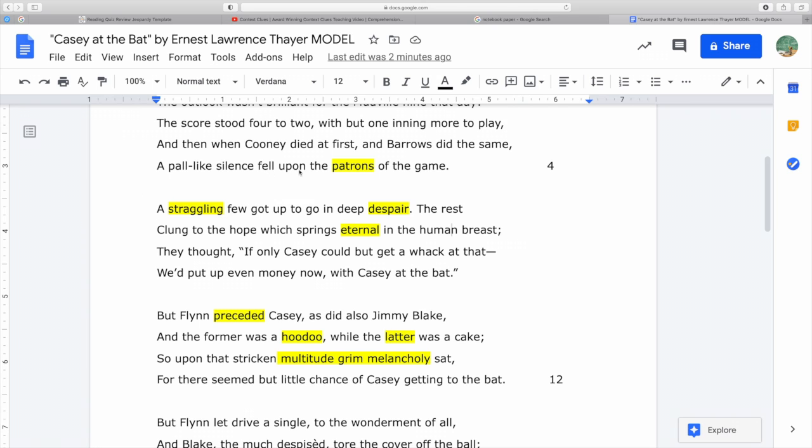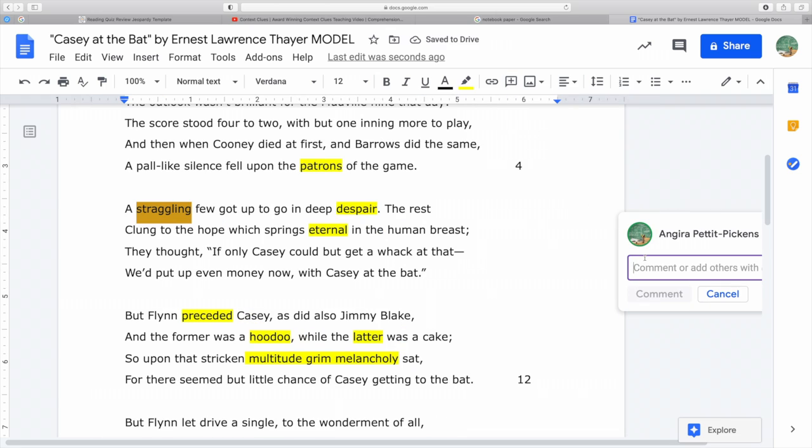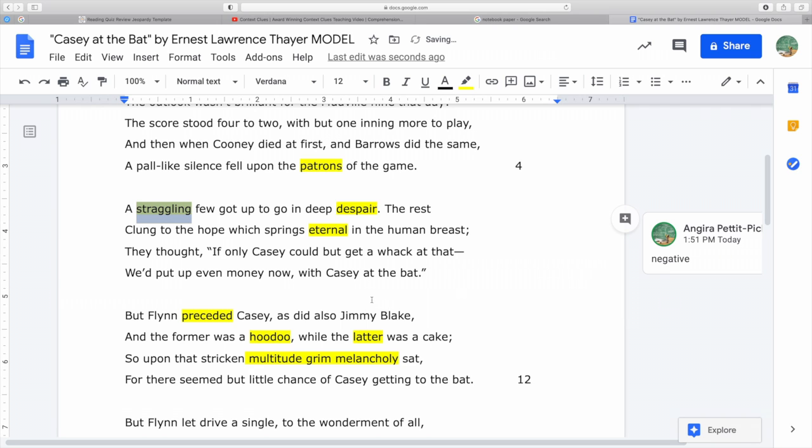So, a pale silence fell upon the patrons of the game. A straggling few got up to go in deep despair. So if I'm thinking of the word straggling, I notice that I'm hearing a lot of consonant sounds like the G's and the T and the S, the straggling. And it reminds me of struggling. So what I'm going to do is make a comment and put just a simple negative sign. And I'm going to write negative. Right? It kind of makes me feel like there's something off. So I'm going to make a comment there.